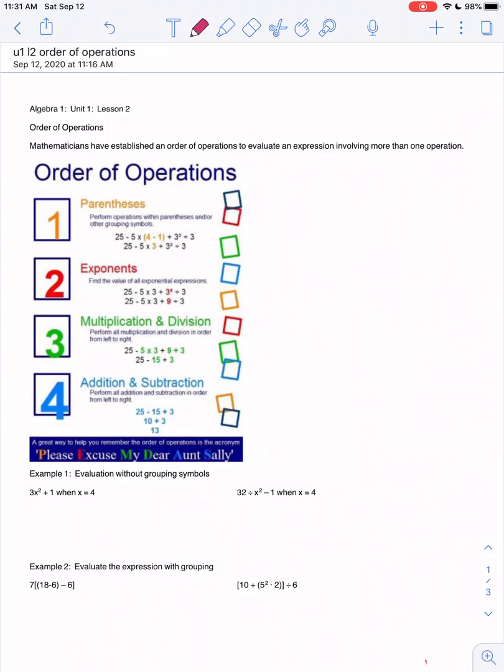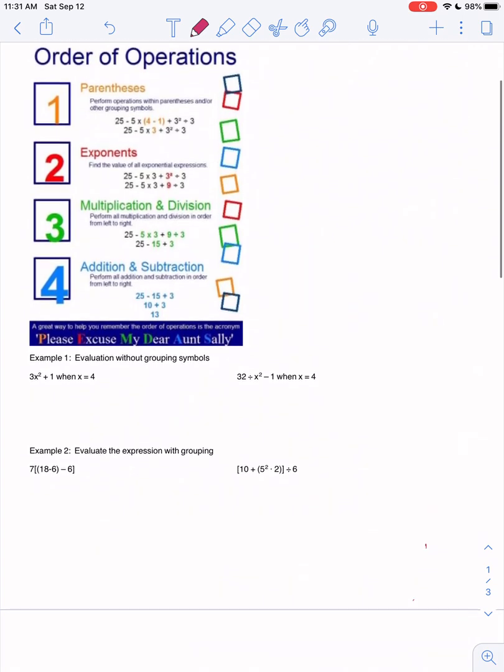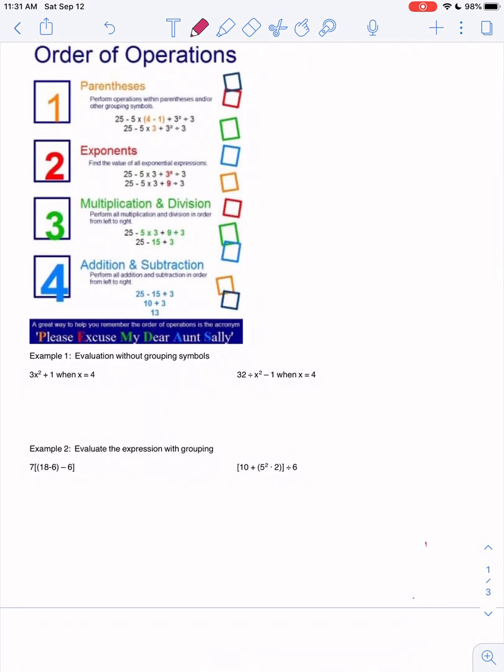This is Algebra 1, Unit 1, Lesson 2, Order of Operations. Now, I already hear you groaning, not order of operations again, but it's an important concept and it's worth repeating, so we're just going to review it briefly. We all know the order of operations.